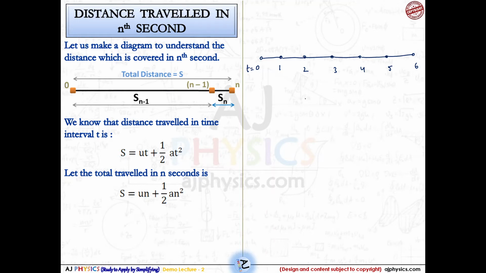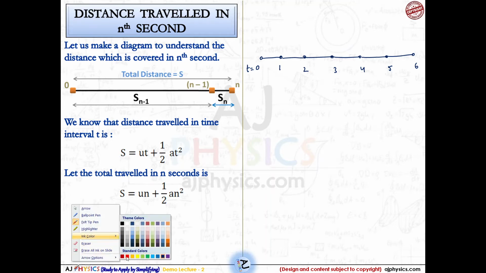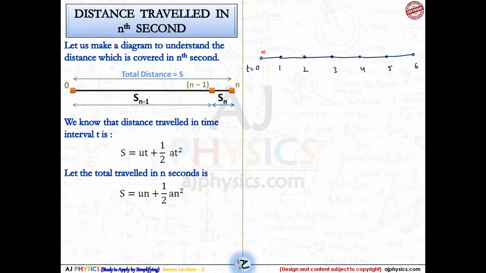Now maybe I could be asked a question that I want to calculate the distance only in the fourth second. So what exactly is the first second? I should tell you, this is the first second. This duration is the first second of motion. This is the second second of motion. This is third, this is fourth, this is fifth, and this is sixth second.